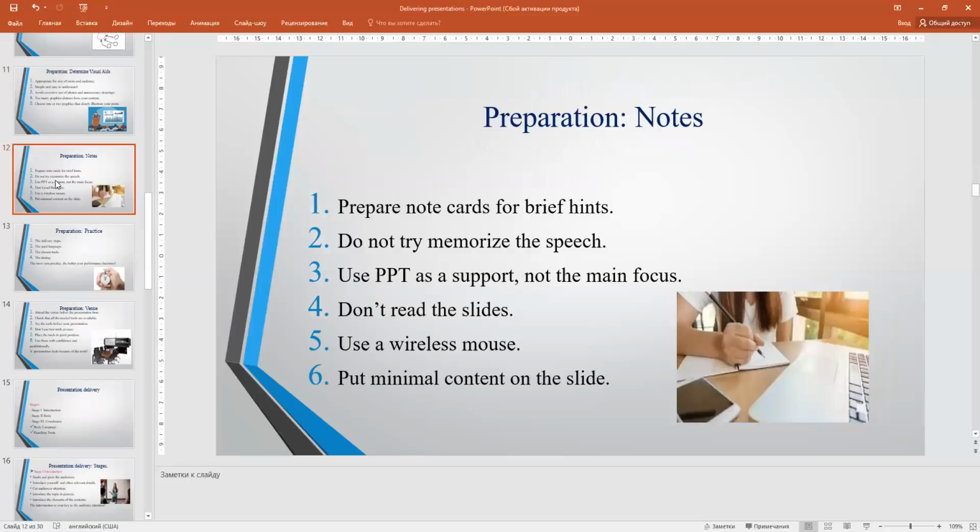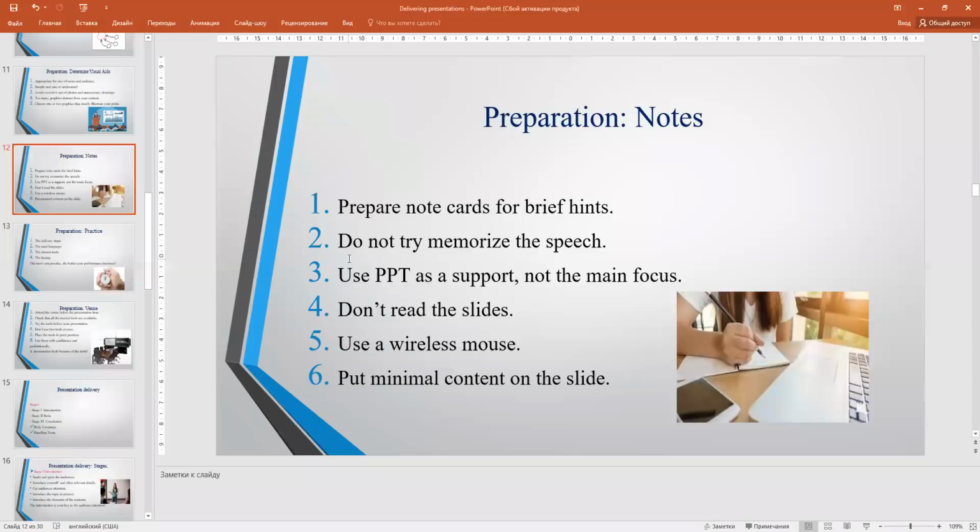Then let's see the next presentation habit or procedure. It's note taking. If you take notes, you may remember something during the presentation. And here are six tips for note taking. First, prepare note cards for brief hints. It means you have to prepare your notes for just brief hints.